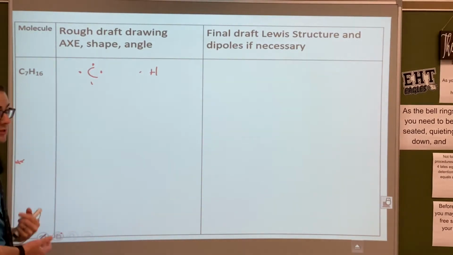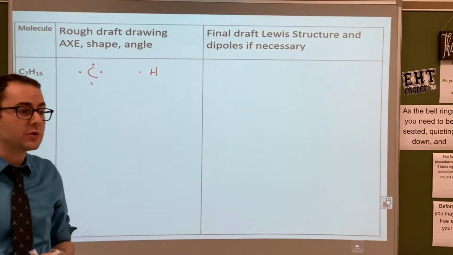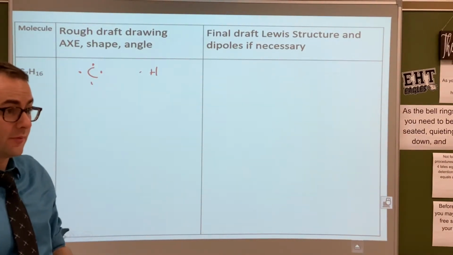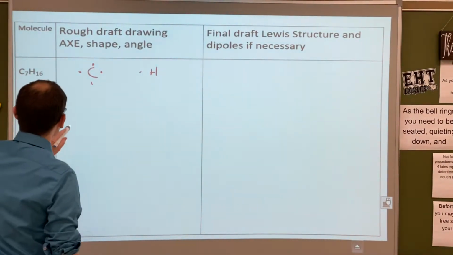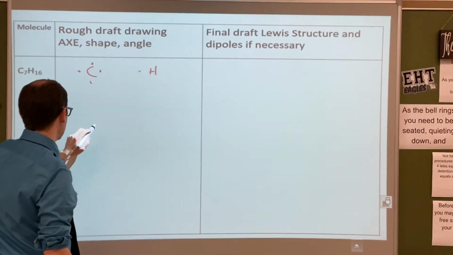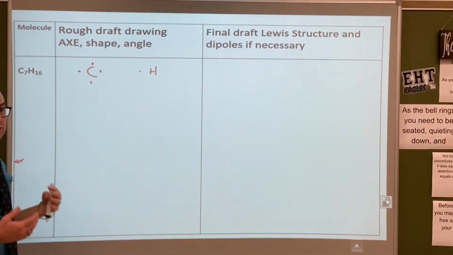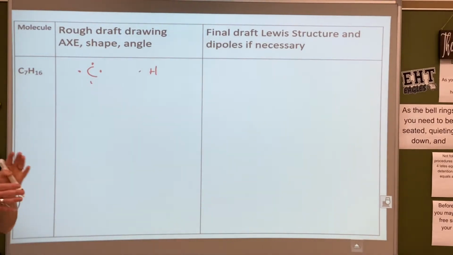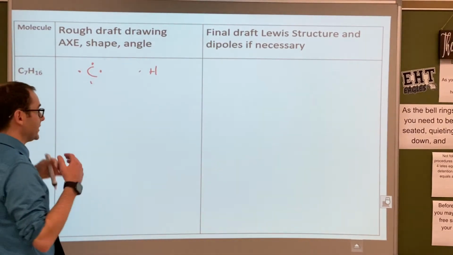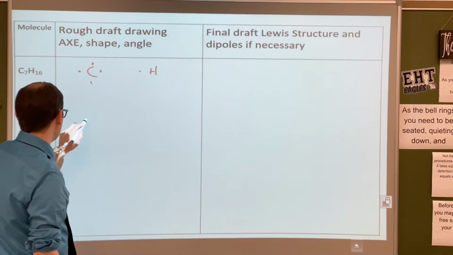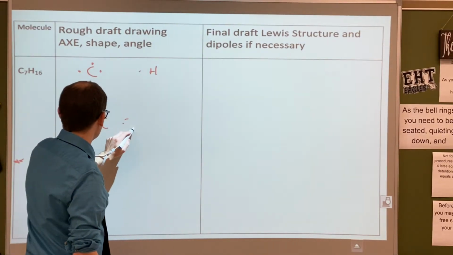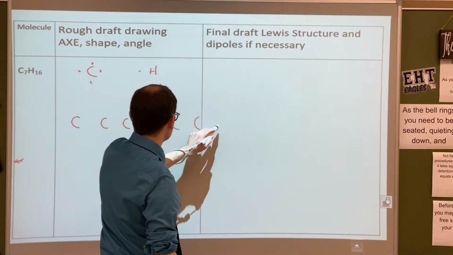Okay, so we have this. Next thing, out of these two, which one's more likely to be the central atom? Carbon. All right. So we're going to have carbon as our central atom. Now, there's 7 carbons. So what do you think is going to happen with all these carbons? They're all going to be in a line, right? They're all going to connect. Yeah, it's a great idea. So let's draw that out. 1, 2, 3, 4, 5, 6, 7.